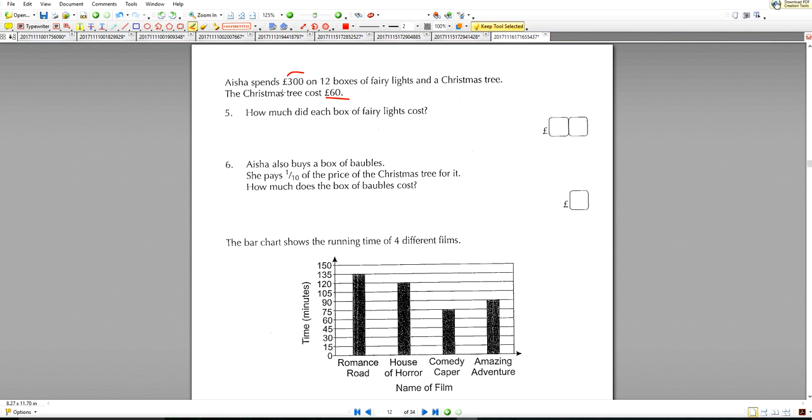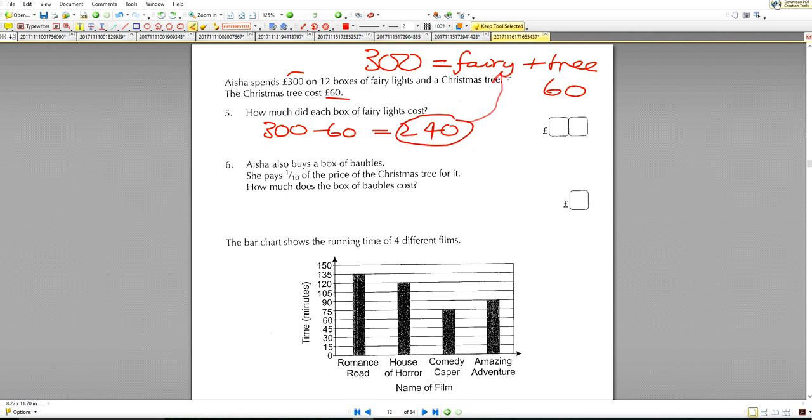Okay, Aisha spends £300 on 12 boxes of fairy lights and a Christmas tree. So the £300 is the cost of the fairy lights and the tree. It says that the tree costs £60. If the tree costs £60, then we want to work out the cost of each box of fairy lights. We need to first of all minus the 60. So we're going to have 300 minus the 60. That will give you £240. And this will be the cost of all of the fairy lights, because 240 plus 60 is 300.